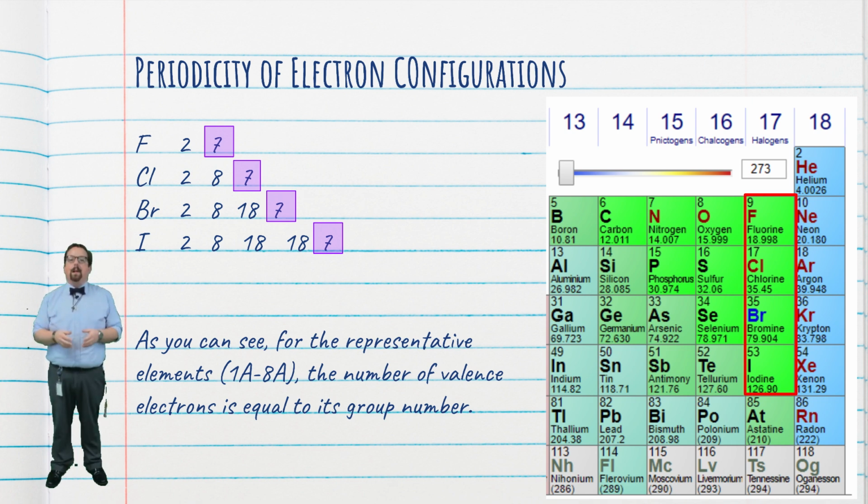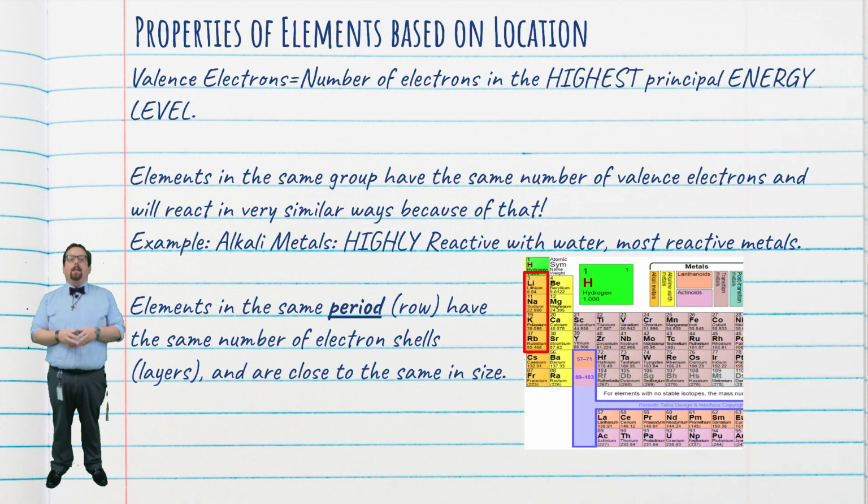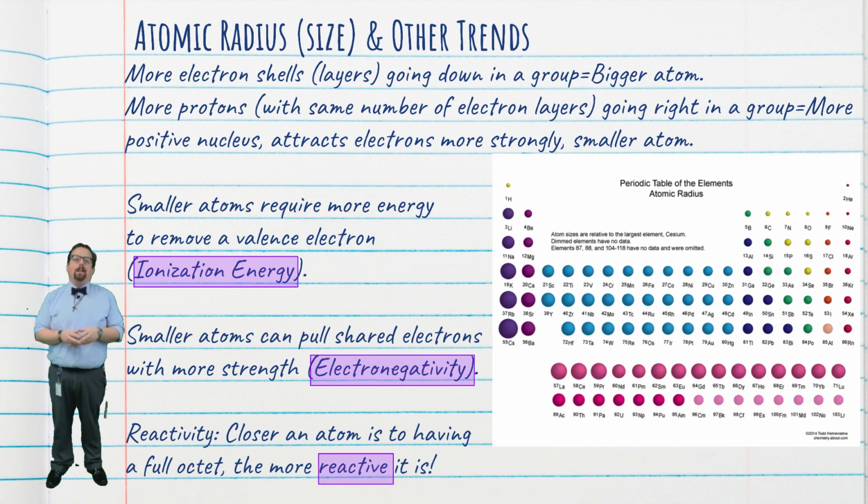So that's the first periodic trend you should know. Elements in the same group have the same number of valence electrons. Another important trend, which will help the others make more sense, is that elements in the same row, or period, all have the same number of energy levels, or shells of electrons. This means across a row, the elements are relatively about the same size. The rest of the trends we're going to learn about are all going to depend on remembering the trend for atomic size. As you move from top to bottom in the periodic table, atoms get larger.